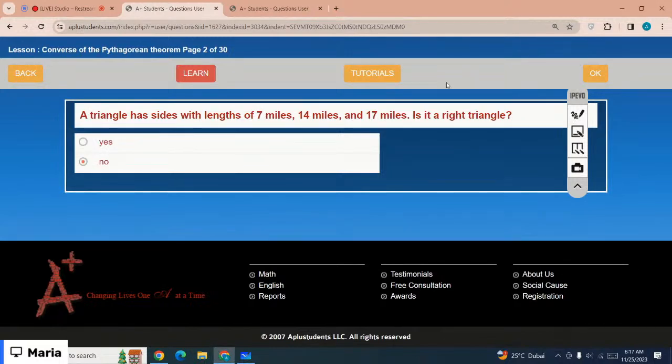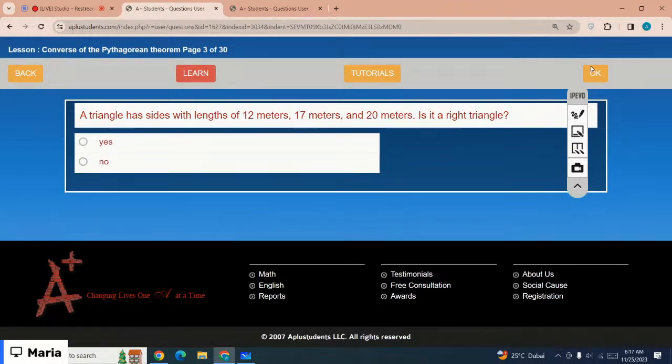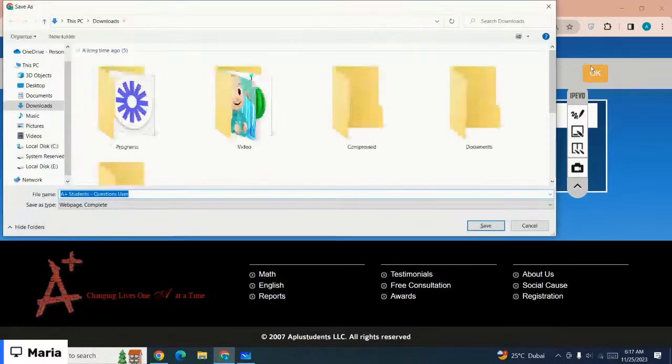Okay, the next one you have to do in your notebook and write the answer in the chat box. A triangle has side lengths of 12, 17, and 20 meters. Is it a right angle triangle? Which is the correct option?